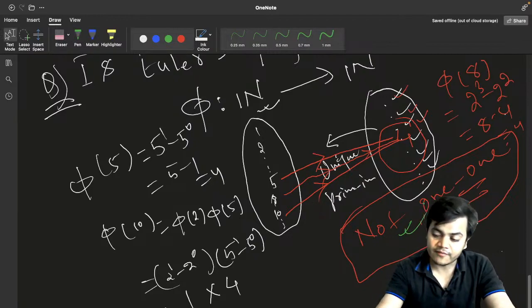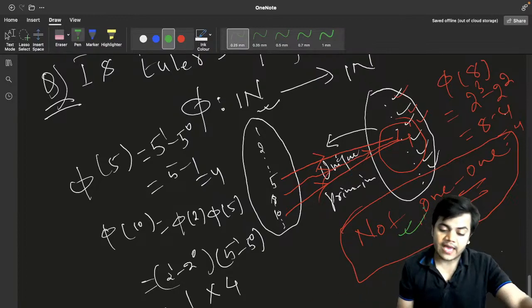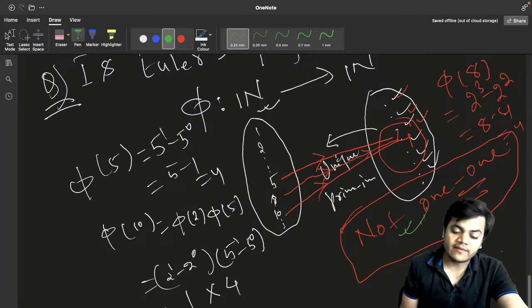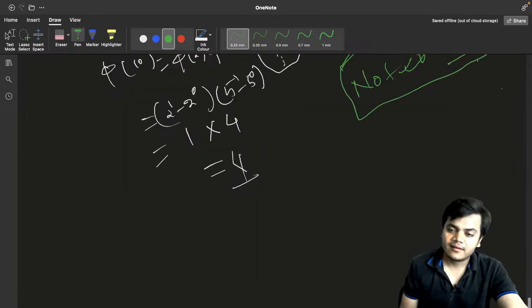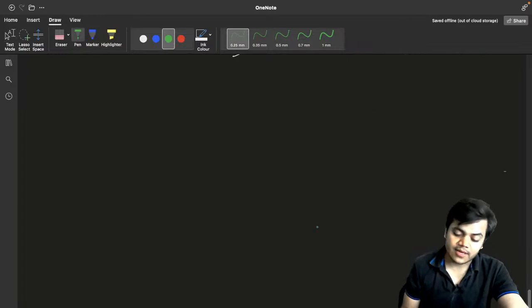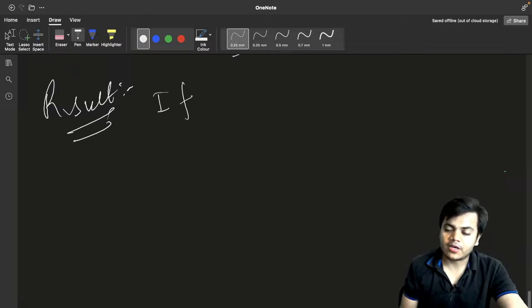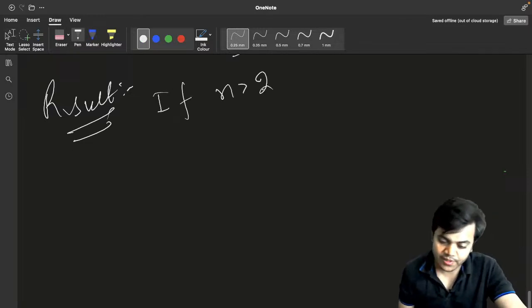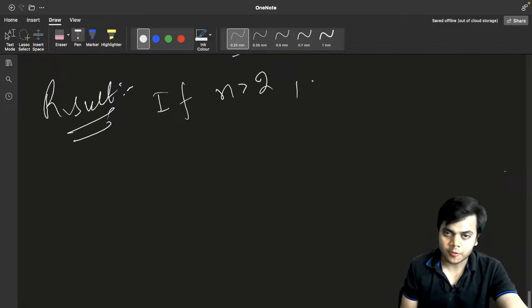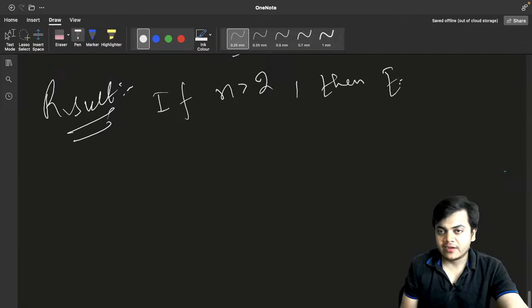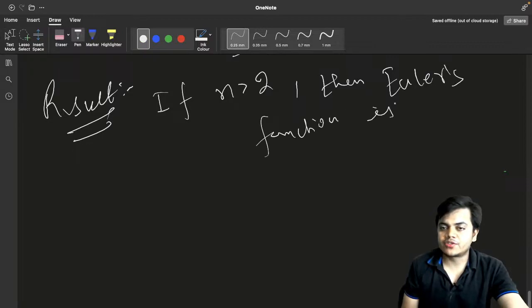And now I am going to discuss a very interesting thing: if n is greater than 2, then Euler's phi function is always even. Yes, a very interesting theorem you can say. What is the thing? A very nice result: if n is greater than 2, yes, I am talking about strictly greater than 2. If n is strictly greater than 2, then Euler's phi function is always even.